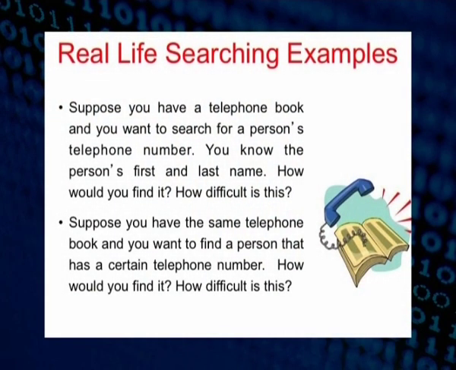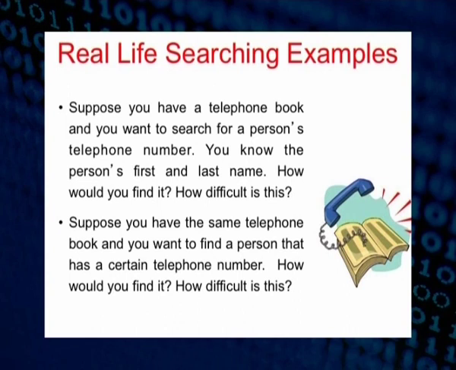Suppose you have a telephone book and you want to search for a person's telephone number. You know the person's first and last name. How would you find it? How difficult is this? Secondly, suppose you have the same telephone book and you want to find a person that has a certain telephone number. How would you do it?